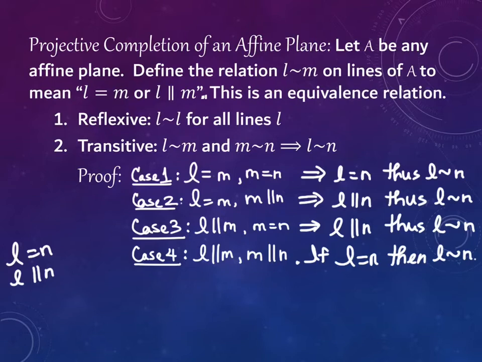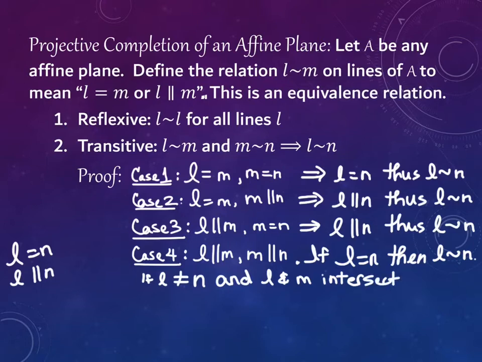So we're going to assume the opposite. If L is not equal to N, what happens? If L is not equal to N, and they meet, because that would be the opposite of being parallel, right? Contradiction is what we're going to be looking for. And L and M intersect, or meet, or are incident with each other, whatever language you want to use.